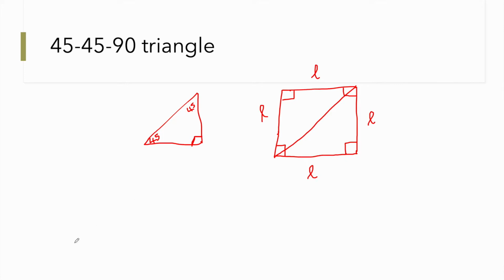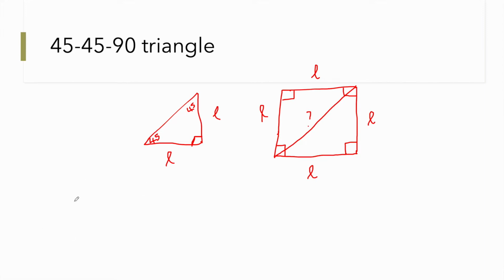So this will be L, L. And now we don't have this side of the triangle. How can we get it? In the previous video, if you didn't watch it, I was teaching about the Pythagorean theorem. So we will apply the Pythagorean theorem to solve the problem.